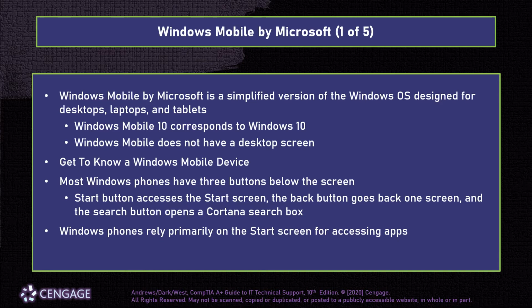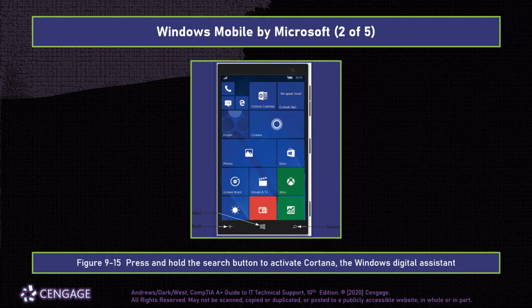Windows phones primarily rely on the start screen for accessing apps. In order to go to the app screen, you have to hit start, and then you'll scroll through the tiles. The tiles are these little squares that we see here. If you use a Windows 10 operating system, you've seen these tiles before. They can be resized. The icons tend to be fairly descriptive. They tend to be color toned so that everything has a nice visual aesthetic.